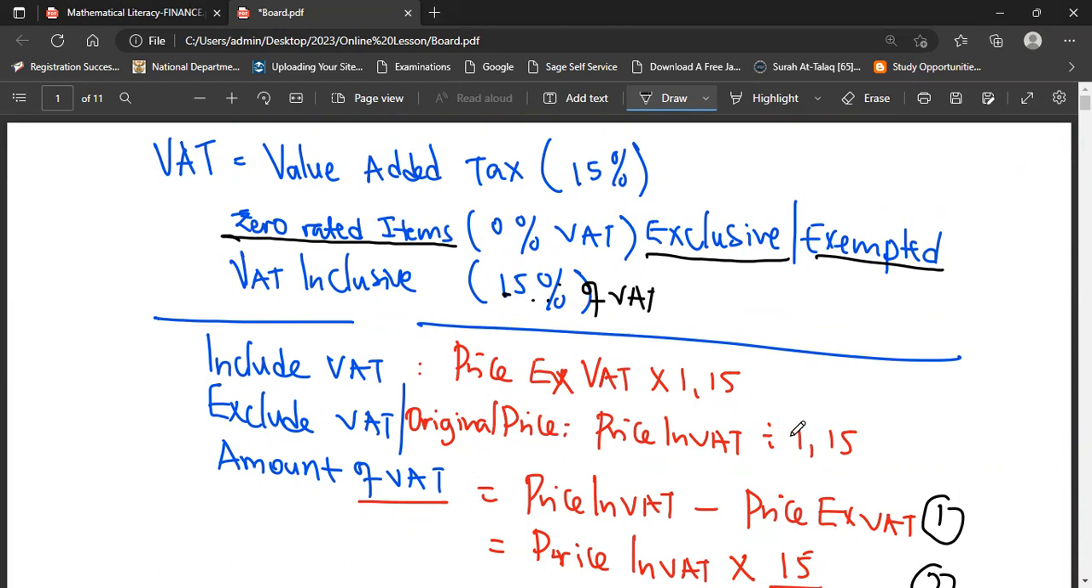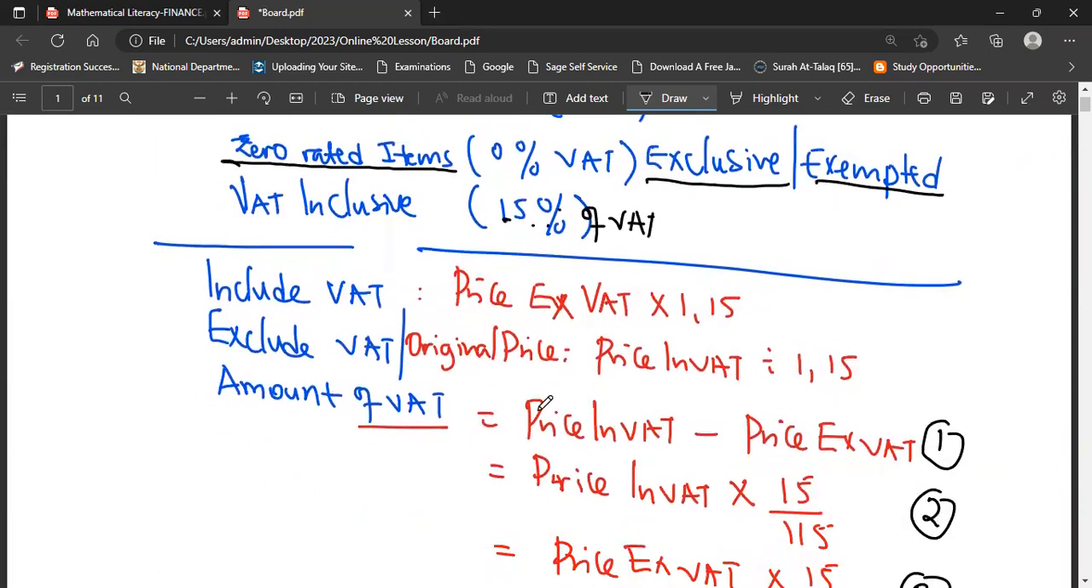So the questions or the steps you would expect to be asked: number one, they will ask you to include VAT. Number two, they will ask you to exclude VAT. Number three, they will ask you to determine the amount of VAT. When you include VAT, the price becomes VAT inclusive. You understand? Then we take price excluding VAT times 1,15. You will see how we get 1,15 as we go on.